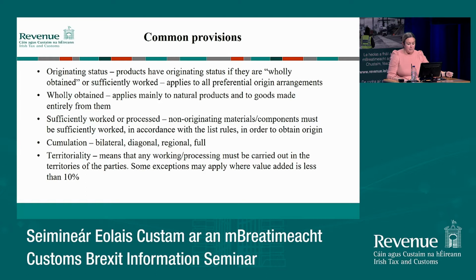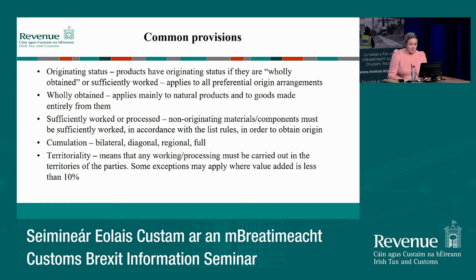Now, wholly obtained mainly applies to natural products and goods made from them. So perhaps an easier way of thinking of this would be to think about, say, a cow that's born and reared in Ireland. That cow will always have Irish and therefore EU origin. And any products that are made either from the meat of the cow or the cow itself will also have Irish or EU origin. If a product or material is not wholly obtained, then it must be sufficiently worked or processed in one of the FTA partner countries in order to obtain origin. And I'll give some examples of sufficient and insufficient working later on during the presentation.